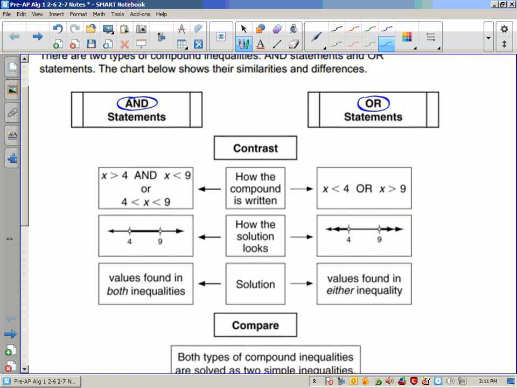And is talking about what we call an inclusion or overlap. Or is talking about two separate sets of solutions.